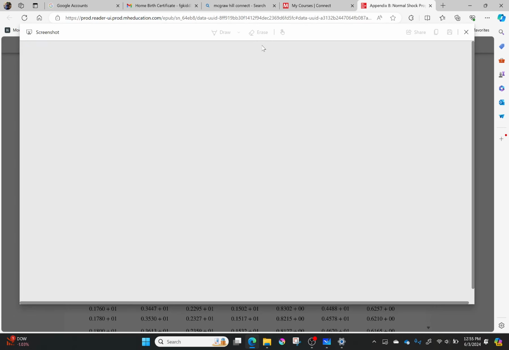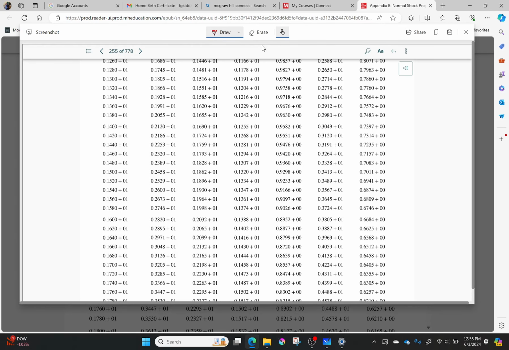Capture full page. Right here, that's my M1 normal. This is my pressure ratio, and this right here is the ratio of stagnation pressures, and this is my normal Mach number after the shock wave. Okay, so those are all the values I need. I'm going to write them on the next screen, so don't worry too much about writing them down right this second. And we'll go through the rest of this problem.